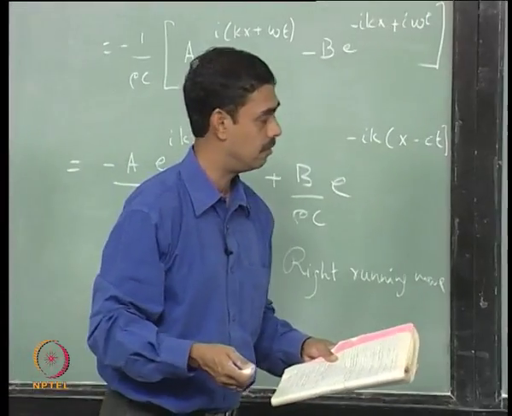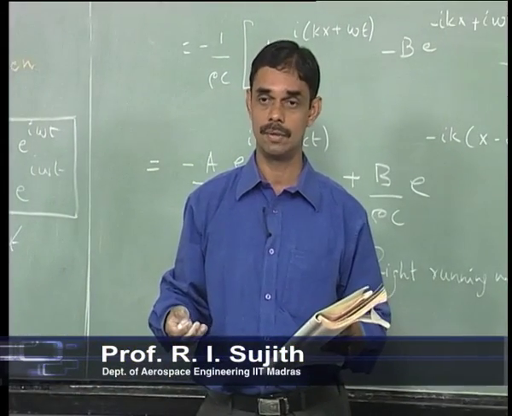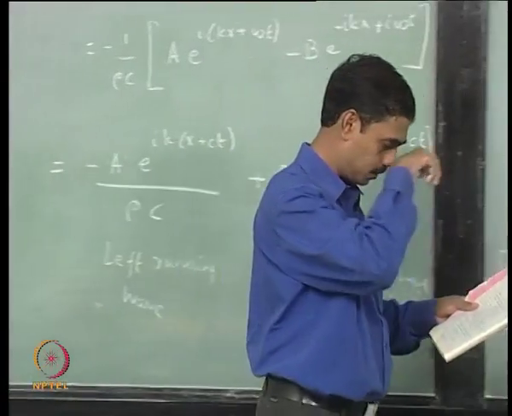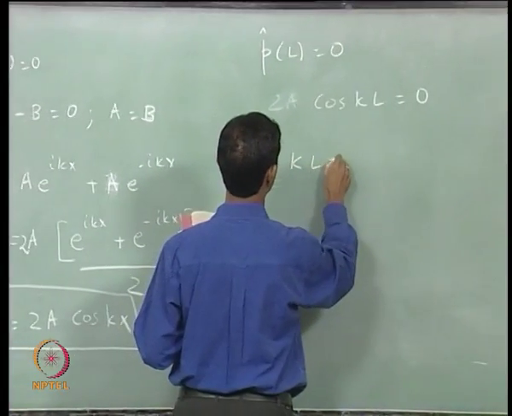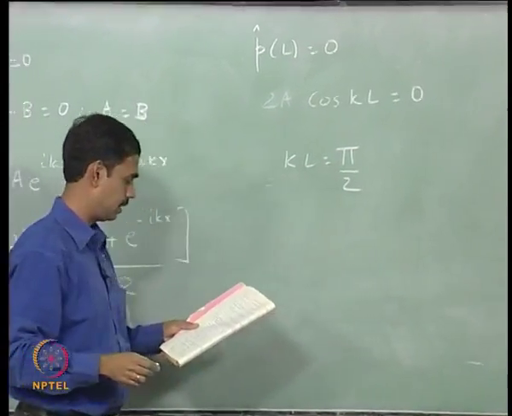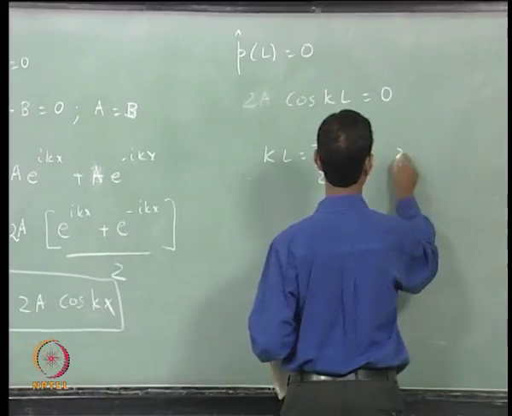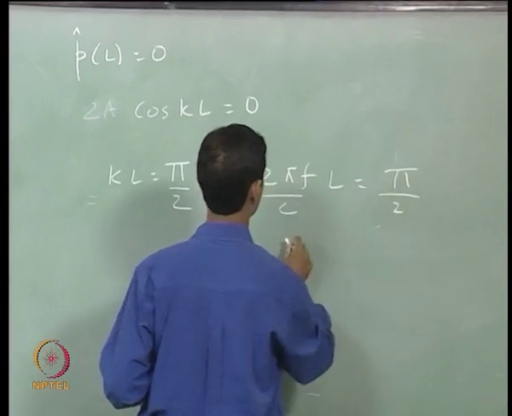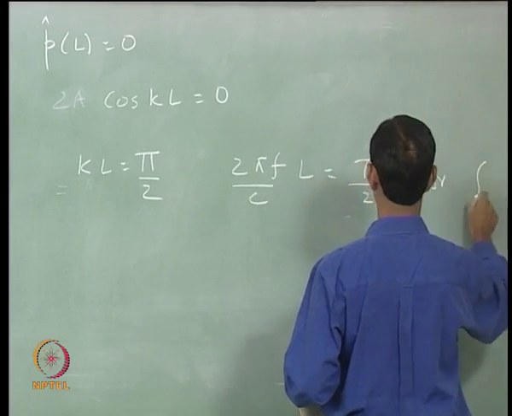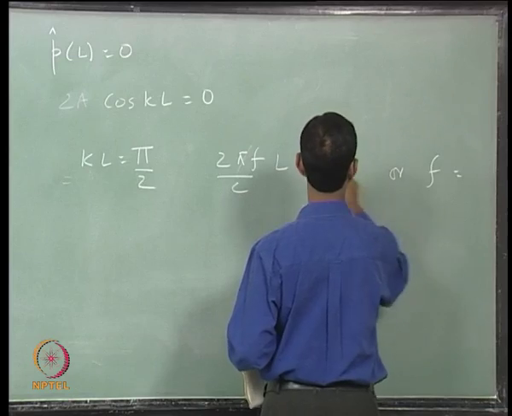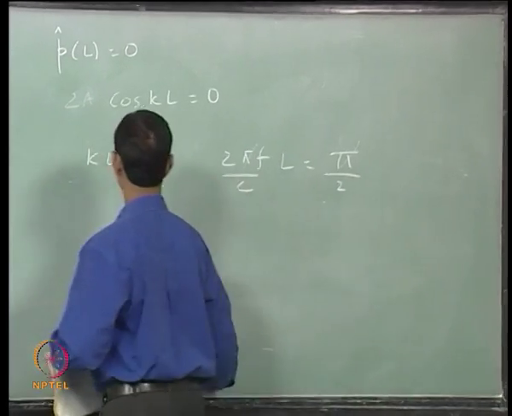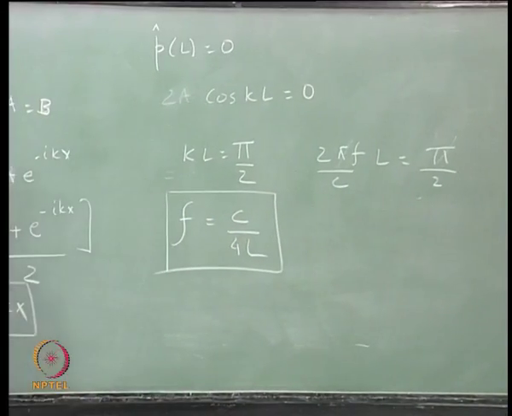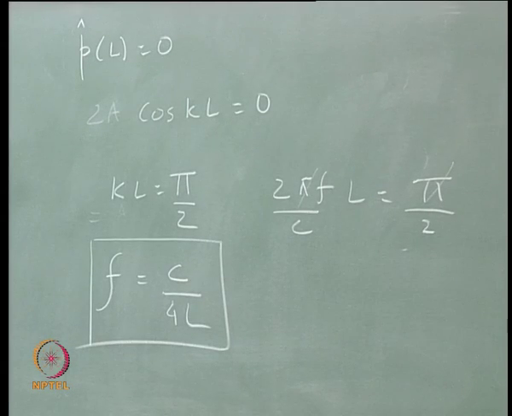And for example, when is cos of some function going to 0? Yeah, so 90 degrees, 270 degrees and so on. So kL equal to pi over 2 would be the first solution. So k is 2 pi f over c times L equal to pi over 2, or f equal to c over 4L. This is okay?